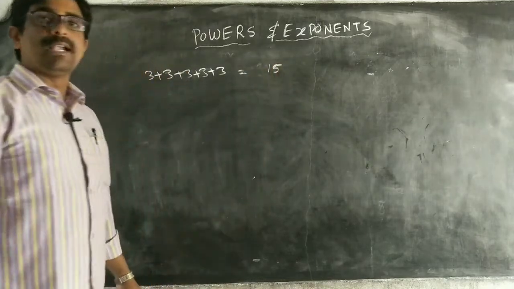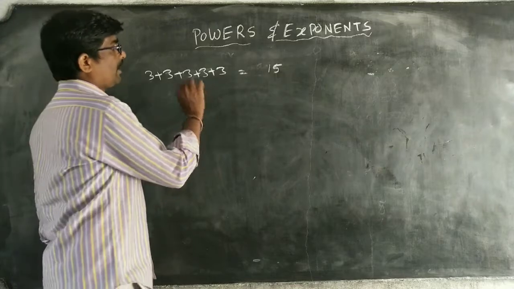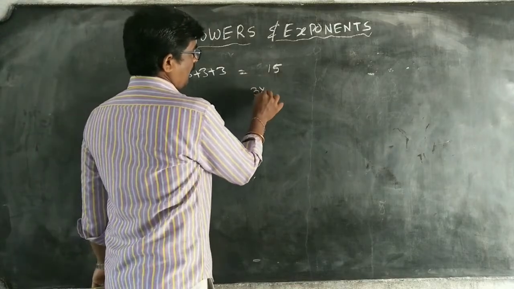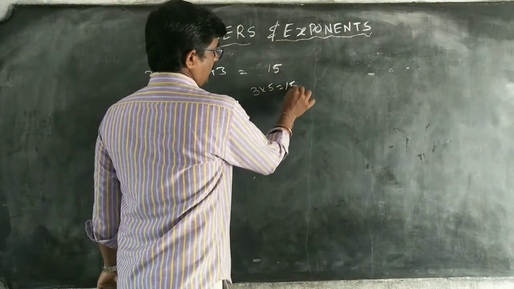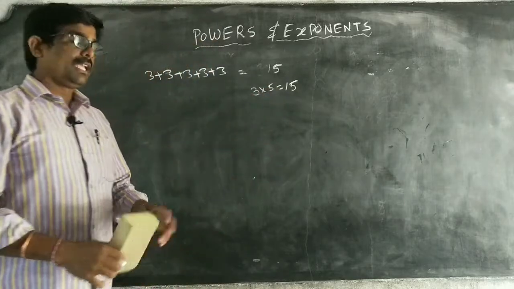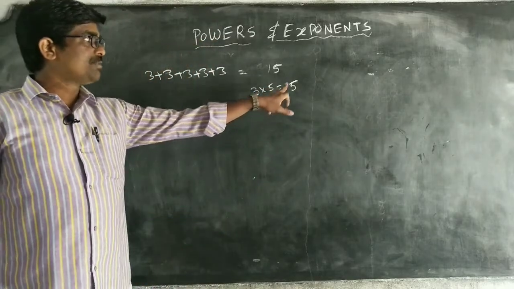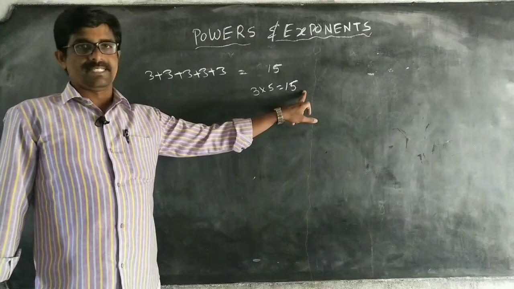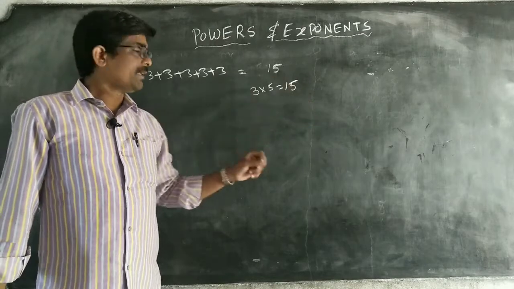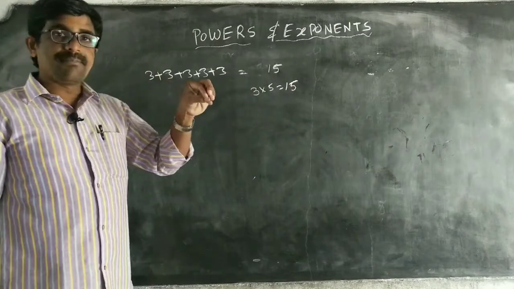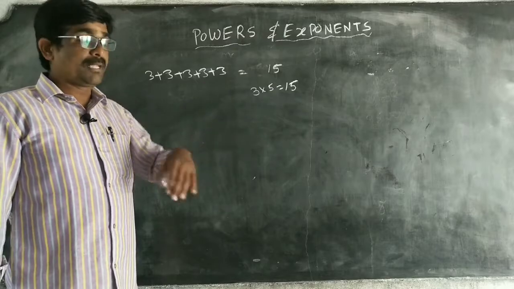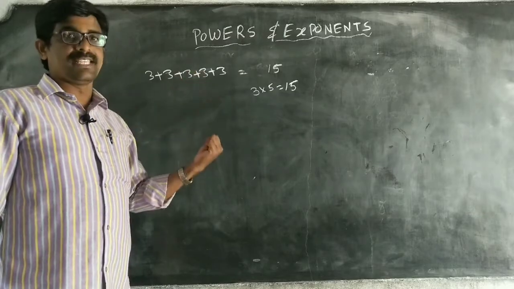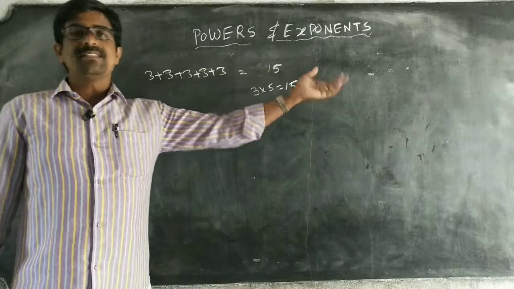So what does multiplication mean? It means a number of additions. 3 fives are 15. What does it mean? If we add 3 five times, we get 15. That means multiplication makes addition very easy. But doing this every time is not possible.